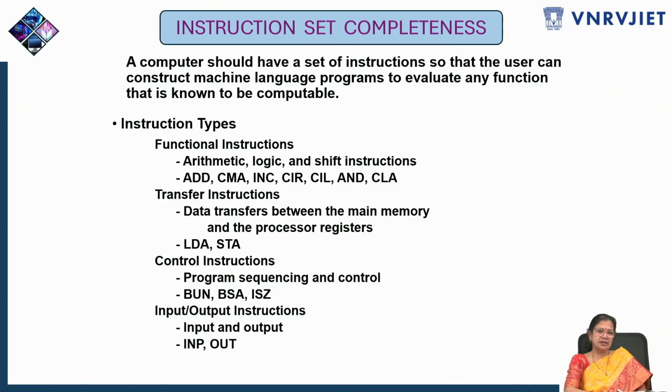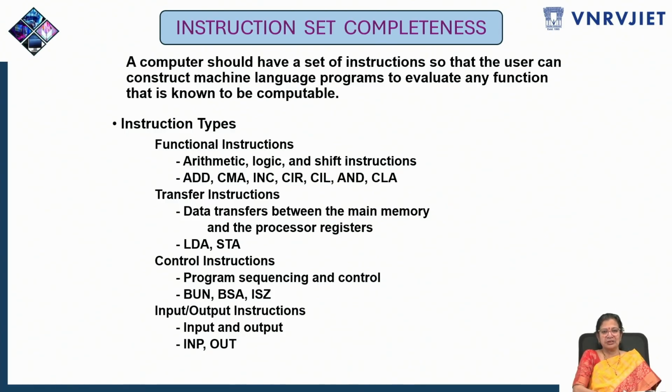Then a third category is the control instructions, which change the sequence of the program and the control. When the sequence changes, the control also changes. The sequence changes to an instruction which may halt the program. So that will be controlling the program.